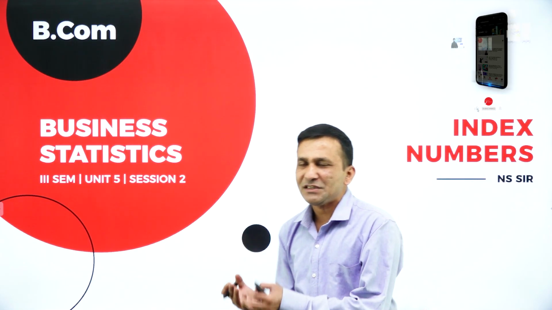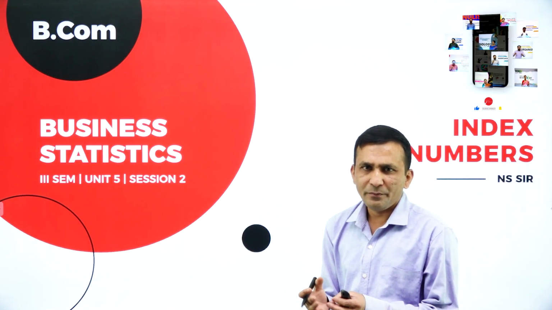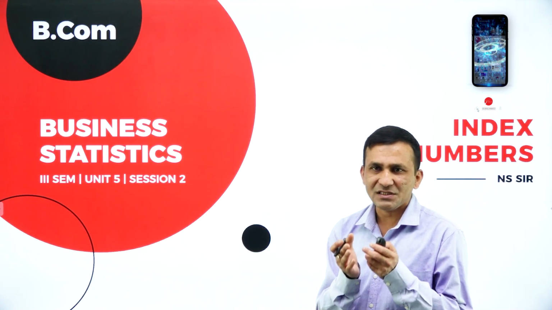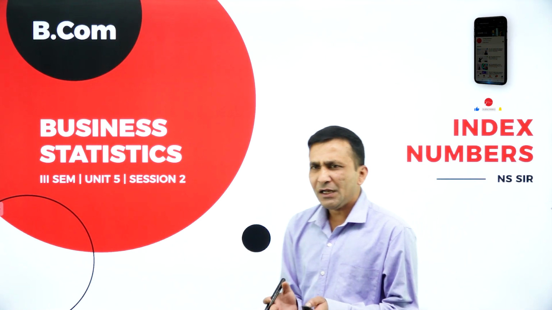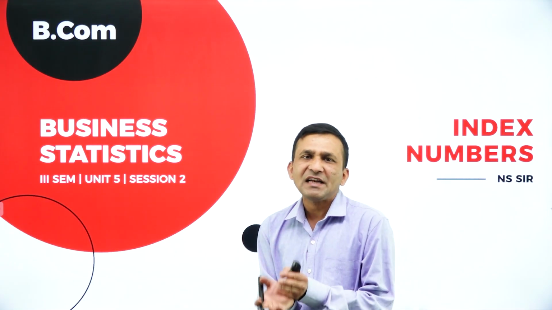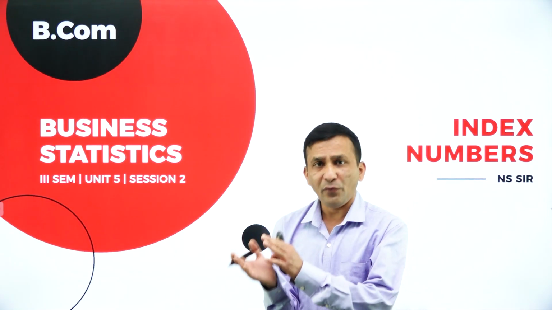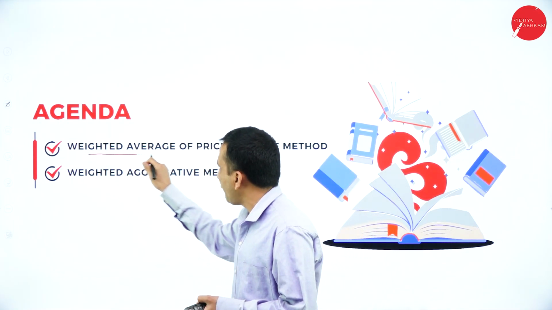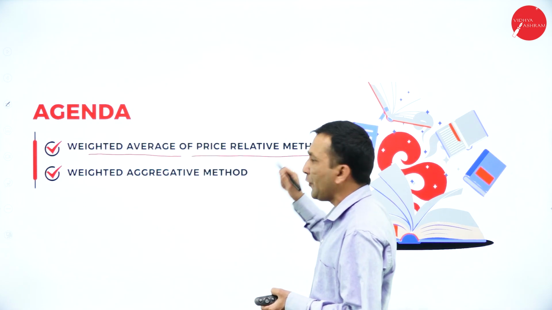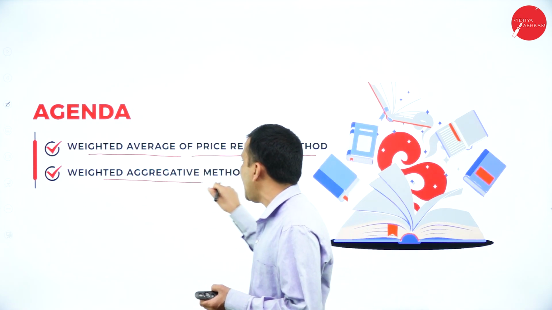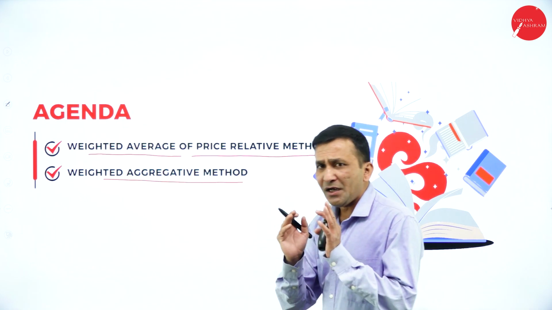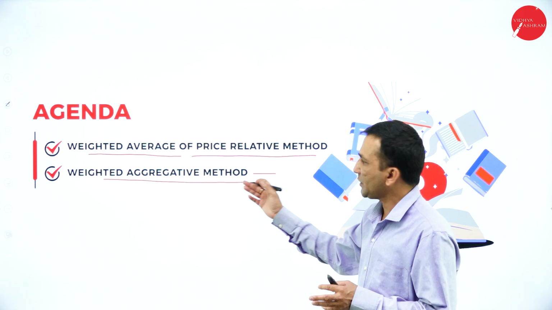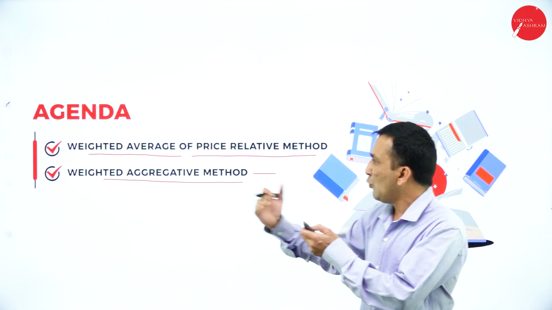Okay, in the last session, we covered a few problems based on the non-weighted and weighted average. Under the method of index number, we majorly classified into unweighted and weighted. Today my agenda is the weighted average of price relative method and the weighted aggregate method. In this, 100% you can expect one question for 10 marks or 15 marks on the weighted aggregate method. So, moving forward.